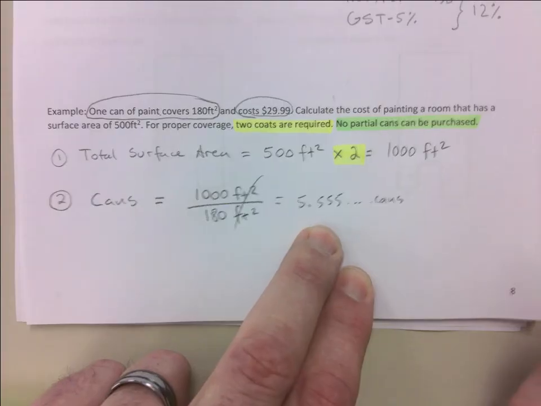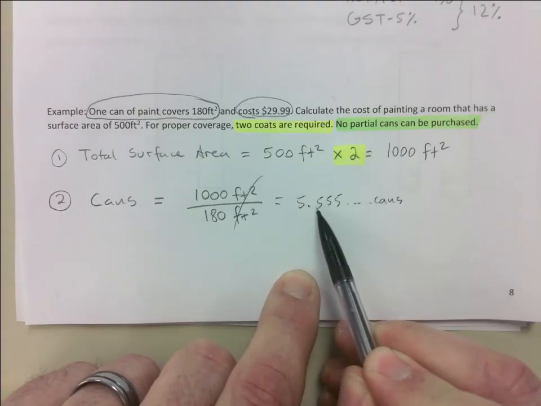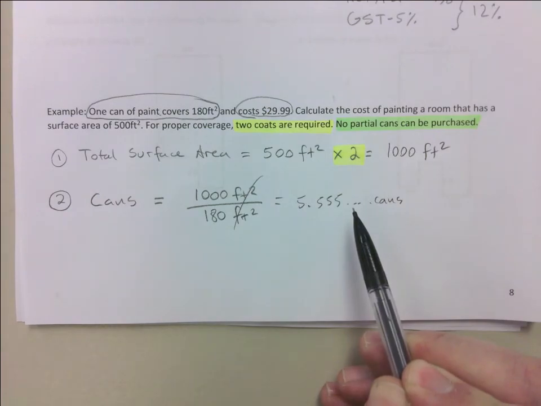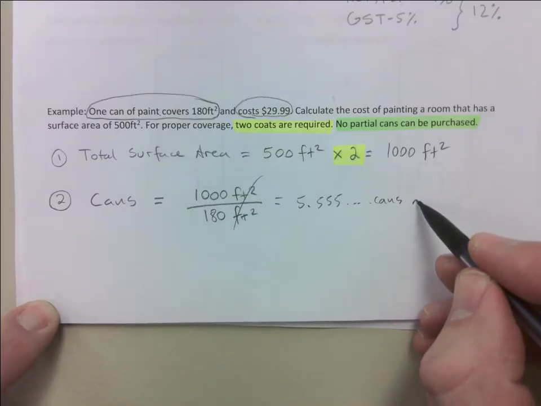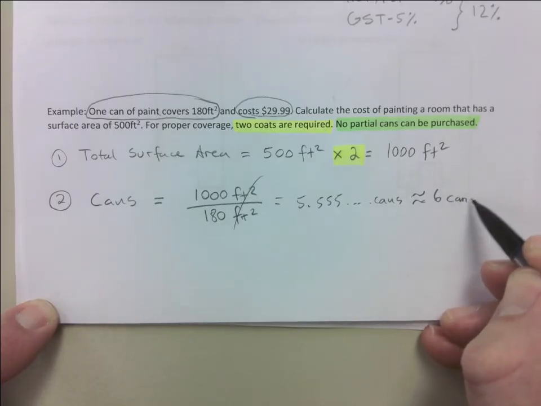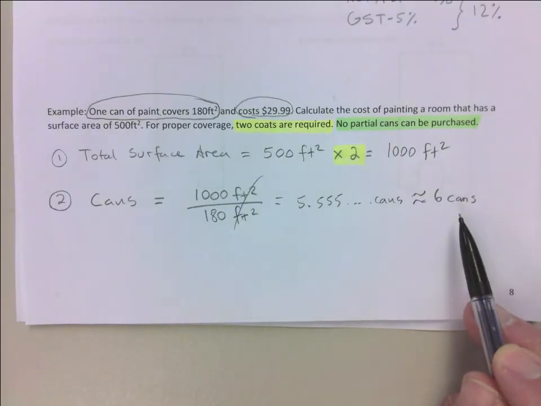We can't have that many cans. As soon as you have a decimal, as soon as you have anything following the 5, you've got to round up, correct? It would just make sense that you need to buy that 6th can. So that's approximately, you do the 2 waves like this, 6 cans. Don't use an equal sign because that's not correct. You just say that this is approximately 6 cans.